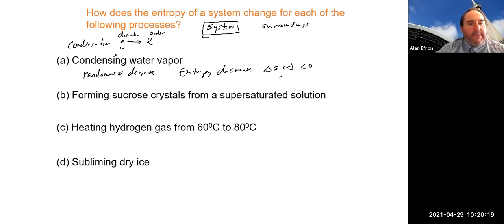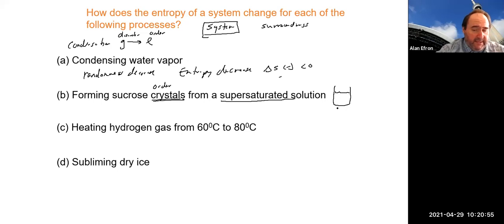Okay, so let's take a look. Forming a sucrose crystal from a supersaturated solution. The key on this one is really the crystal. If you're familiar with crystals, they're solids. They're very ordered situations. So clearly this is becoming a more ordered situation. And by the way, perhaps you may remember a supersaturated solution is one where you have a solution that has too much solute dissolved in it.